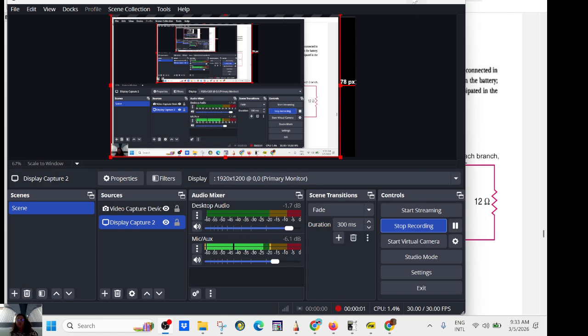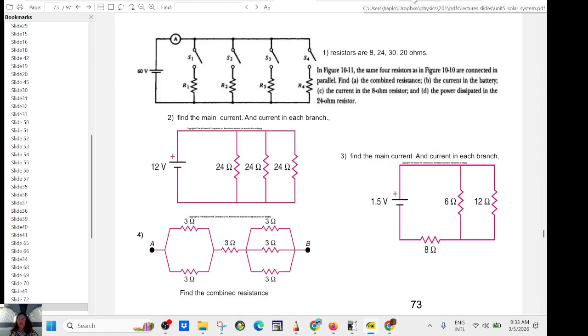About test number 2, it's touchscreen today. Test 2 is on Thursday, okay? So next Thursday. So I would like to be done. Yeah, I should be done today.